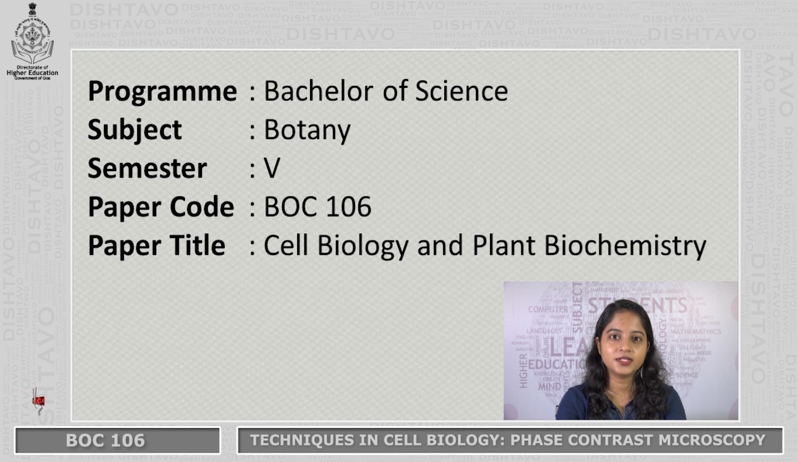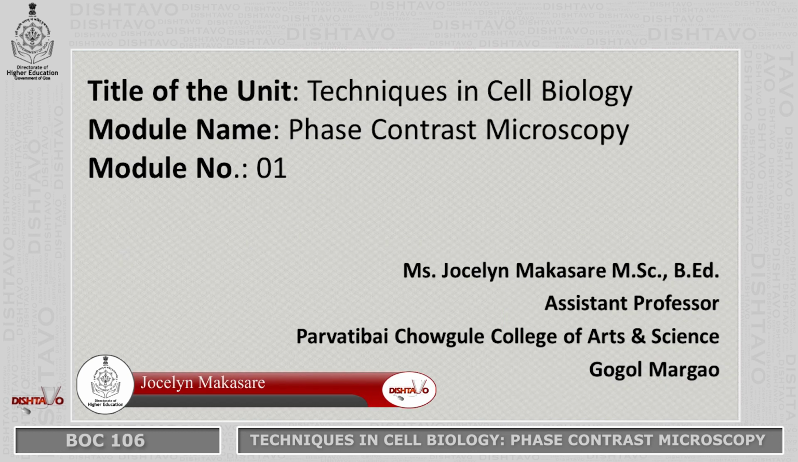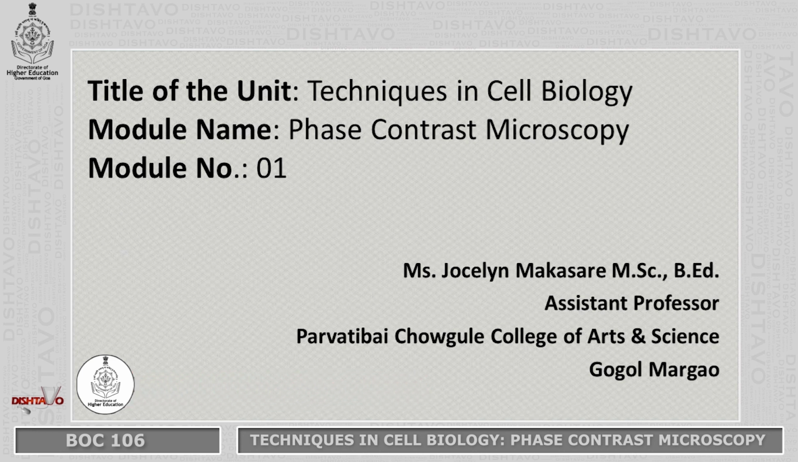Today, we are going to start with the first module of cell biology and plant biochemistry. The program is Bachelor of Science, subject Botany, the 5th semester. Your paper code is BOC 106. The title of the unit is Techniques in Cell Biology and the module is 1, Phase Contrast Microscopy.